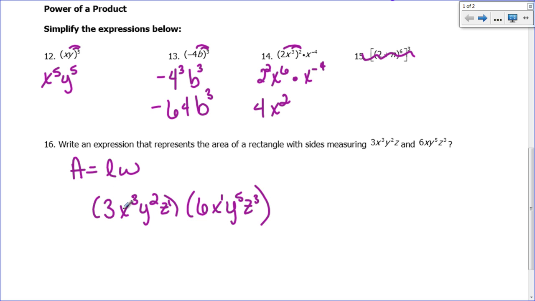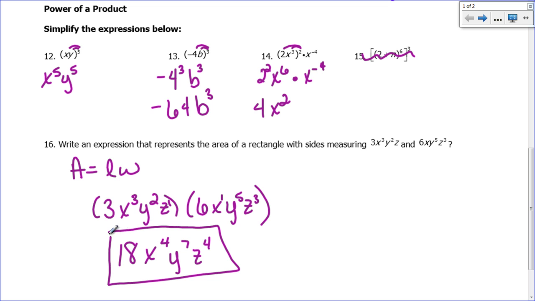So we're going to multiply. Take your coefficients, the 3 and the 6, multiply them together, that makes 18. Then for like bases, so the two x's, we add up their exponents, so 3 plus 1 makes 4. Then for the y's, 2 plus 5 makes 7. And for the z's, 1 plus 3 makes 4. This is the expression that represents the area of your rectangle.